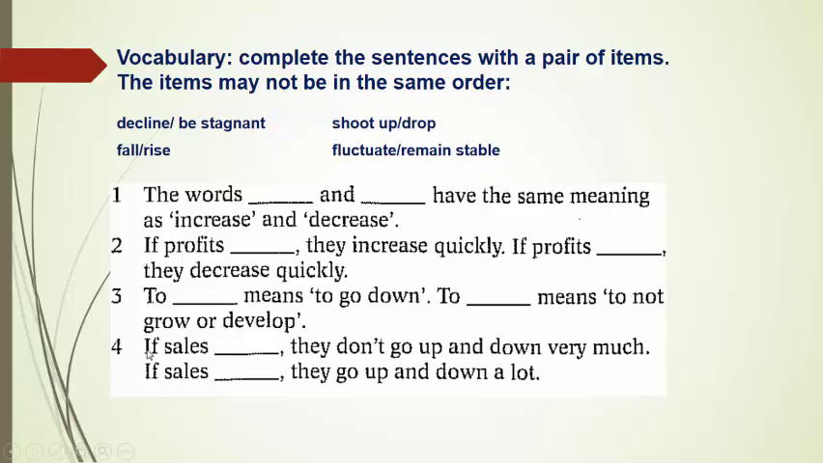So, if sales remain stable, they don't go up and down very much. If sales fluctuate, they go up and down a lot. So please do this activity.